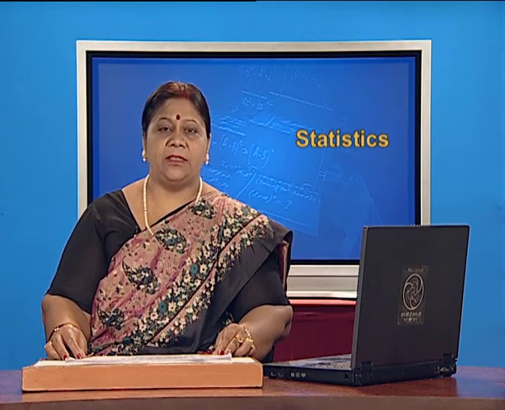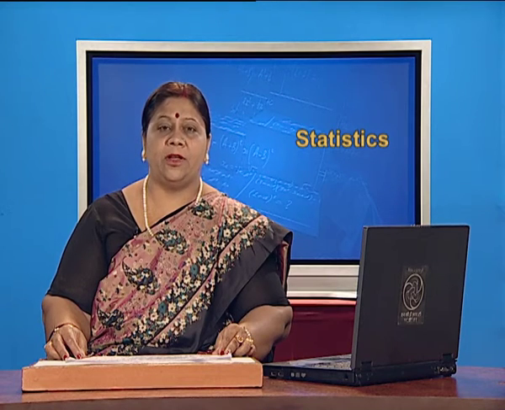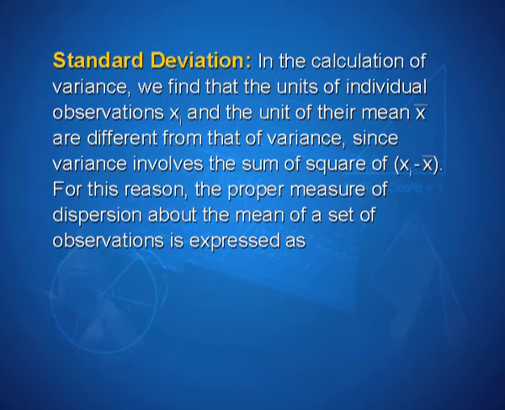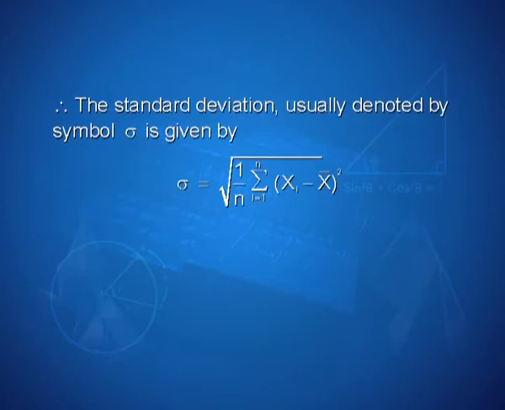Since variance involves the sum of the squares of xi minus x bar, for this reason the proper measure of dispersion about the mean of a set of observations is expressed as the positive square root of the variance and is called standard deviation. Therefore, the standard deviation, usually denoted by sigma, is given by sigma is equal to square root of 1 upon n into summation i varying from 1 to n xi minus x bar the whole square.